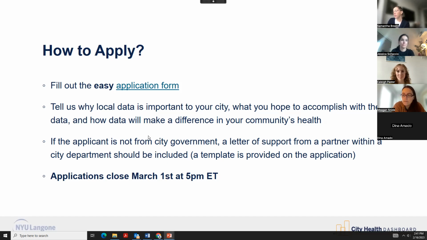And this is just a logistical thing. If you're not from a city government or you're not a representative of a city government, we do request a letter of support from a partner that you've worked with in city government. Just as part of the application, and we provide a template on the form. It's honestly a very simple form. You don't have to change anything about the template, just get someone to sign off. And that's all that's required for that. And then finally, applications close March 1st at 5 p.m.